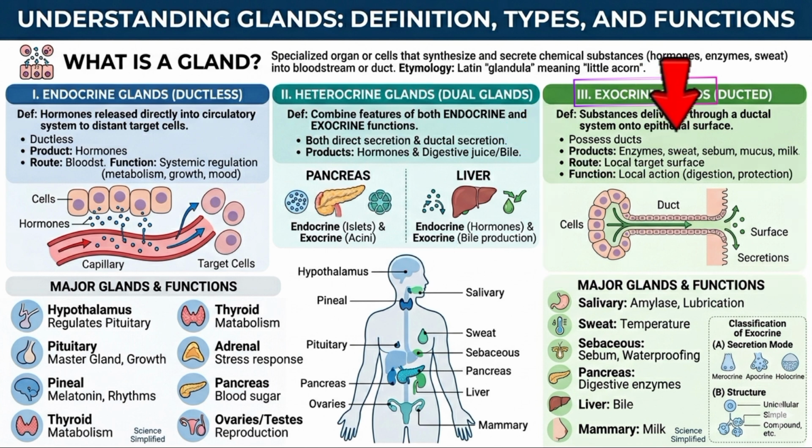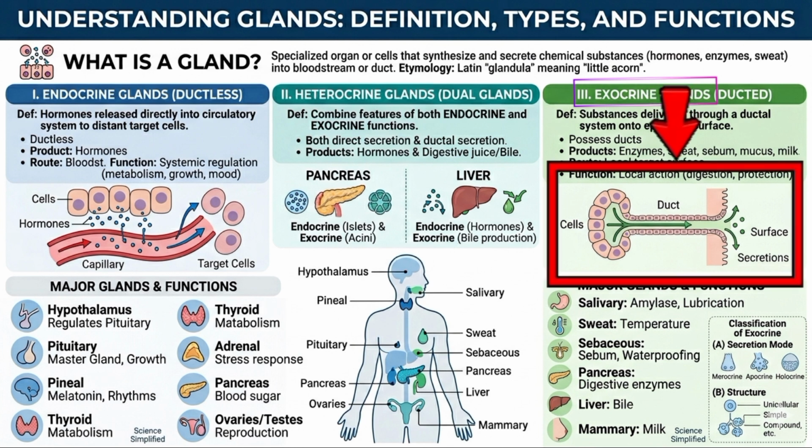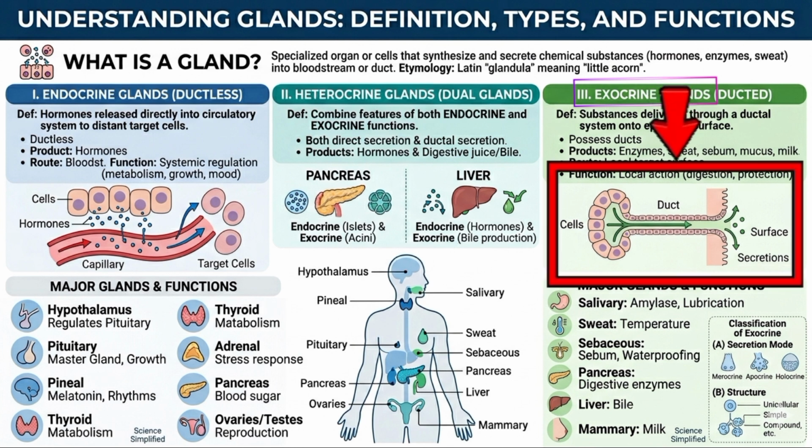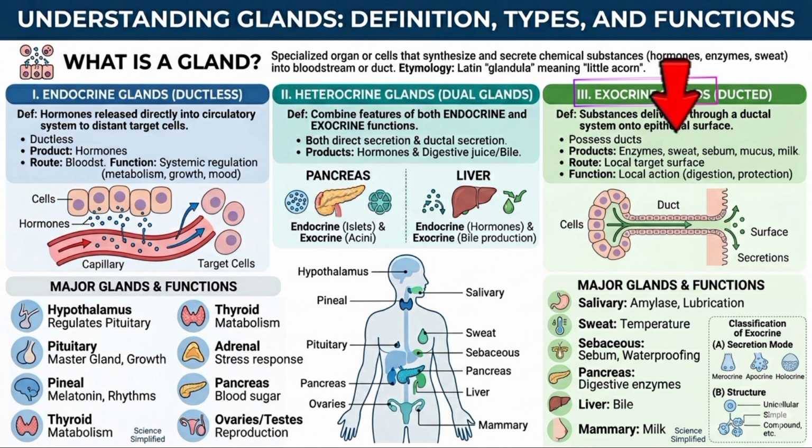Visuals. Look at the diagram below this text. You can see cells on the left secreting substances into a tube labeled duct, which leads to a surface on the right where secretions are released. Products. They produce enzymes, sweat, sebum, mucus, and milk. Function. Their function is local action, such as digestion or protection with specific surface.